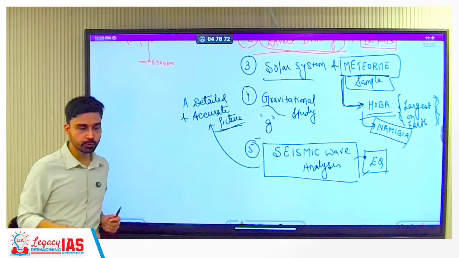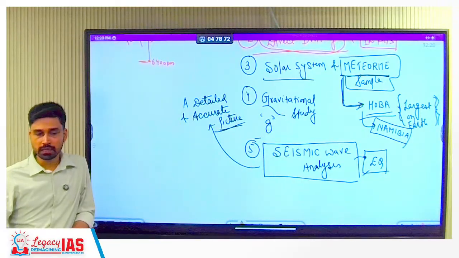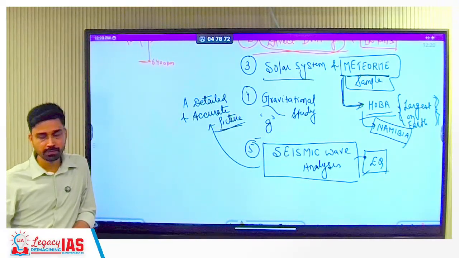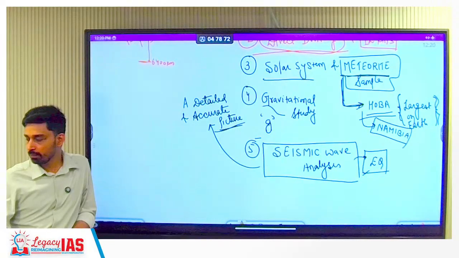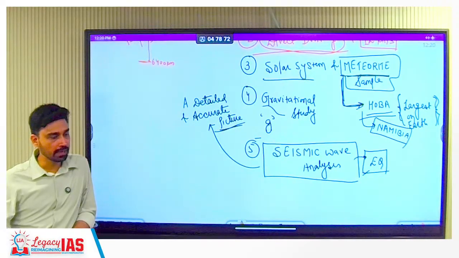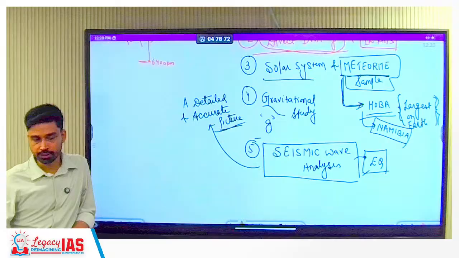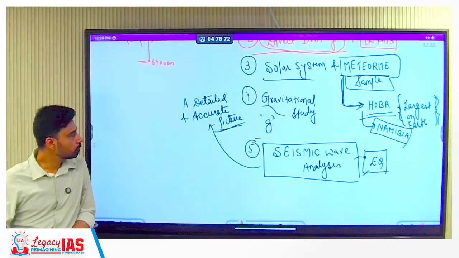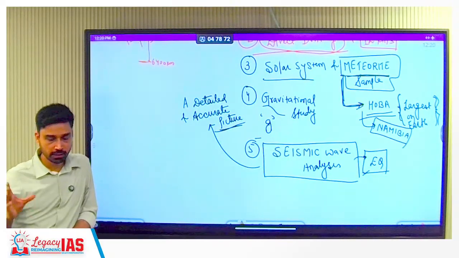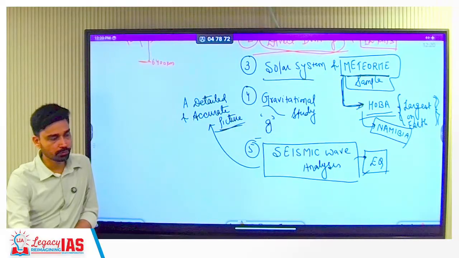A detailed and accurate picture that we can write. It was after the study of seismic waves that we were finally able to get a detailed and accurate picture of Earth's interior. So we'll discuss in the earthquake chapter the characteristics and types of seismic waves. For now, here we can simply write seismic wave analysis.